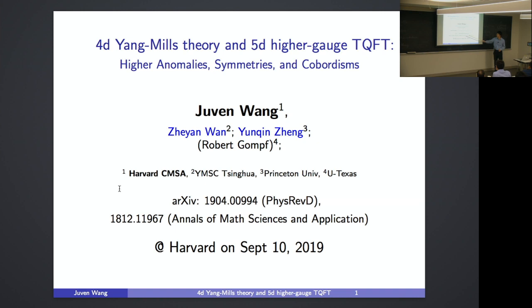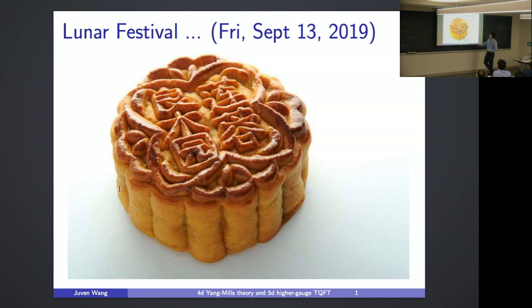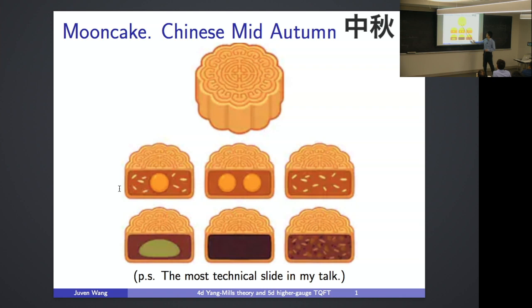And this is based on two papers, 1904 and 1812. So the Lunar Festival is coming on Friday. And other than watching the moon, there's a tradition of eating moon cake. This will be the most technical slide of my talk. You watch the exterior and try to guess what's inside. It's very hard to see unless you cut it into two halves, and sometimes it will come as a surprise. They have so many possibilities, you cannot really tell from the exterior. But for a quantum system, it's not quite the same. The exterior and interior may correlate in some way because of entanglement.